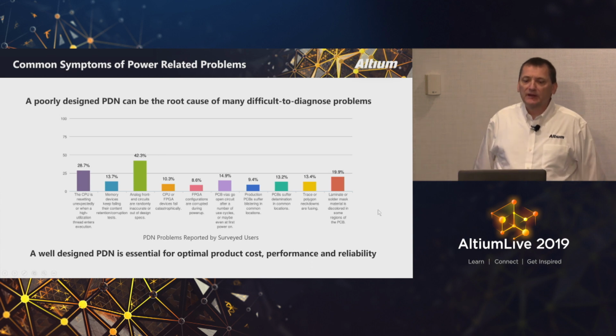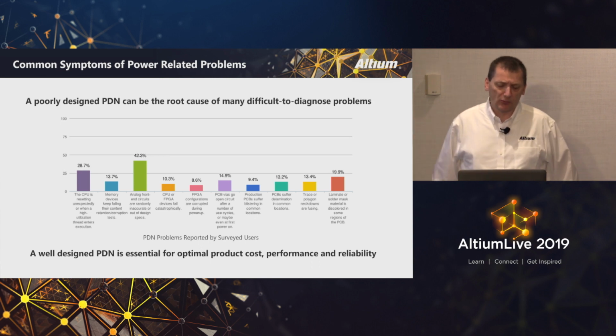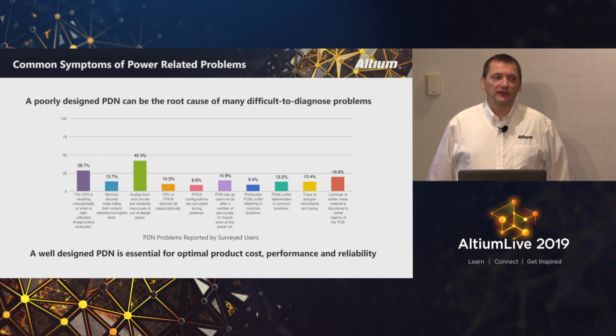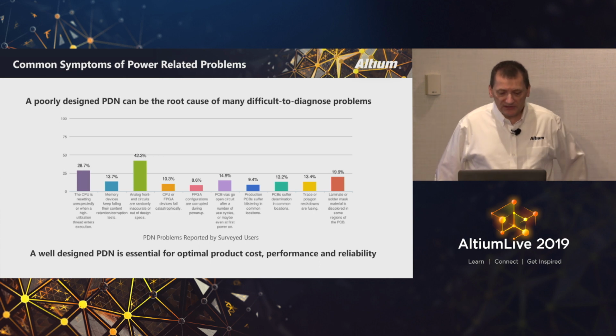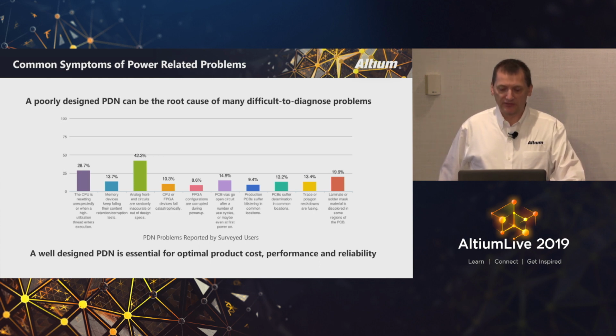So what are the common symptoms of a power-related issue? Here we did a survey a while back where we talked to a cross-section of our customers doing different types of designs, and we got some interesting responses. Things like CPUs resetting unexpectedly, or FPGAs that don't configure on power up. On the analog side of things, circuits that would drift in and out of design specs. I won't read all these, but you can see there's quite a variation of different types of problems.